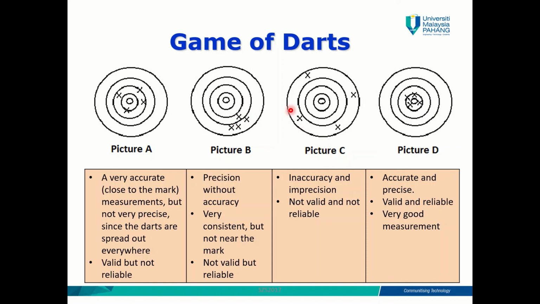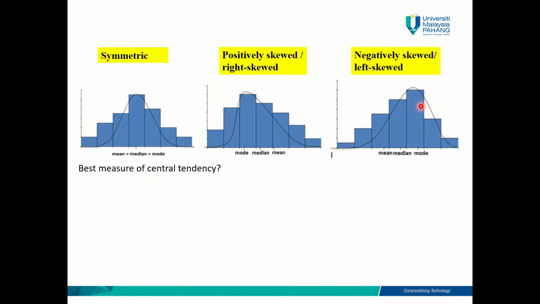In picture C, the readings are scattered away from the target, and even away from each other. So this is not accurate and not precise. But picture D shows readings that are very close to the targeted value, and they are also close to each other. So this is a very accurate and precise reading. In an experiment, you would aim to get readings which are accurate and precise.